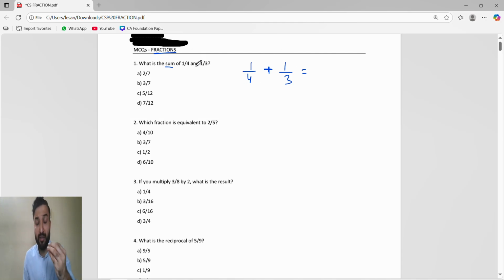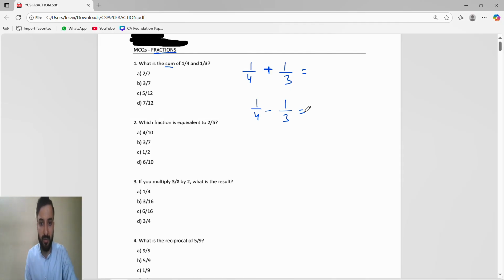either they will say to do the sum, or they will say to do the subtraction, like this, 1 by 4 minus 1 by 3. So what you can do here is just do the LCM method. With the LCM method, you will get the answer. The LCM method is a very easy method, and I am going to tell you how you will get the answer.